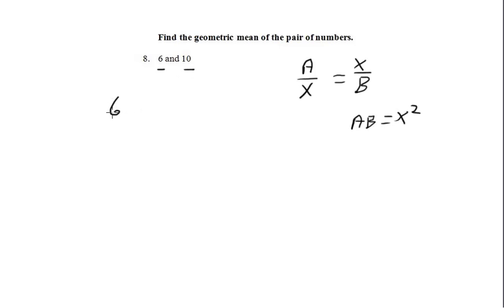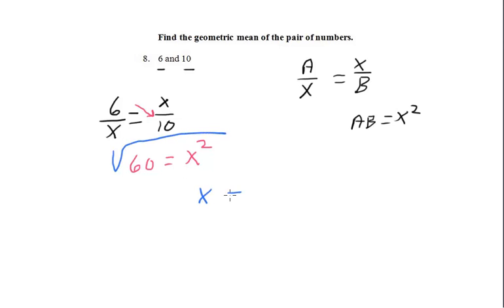So we're just going to utilize these numbers and do that. We have 6 over x equals x over 10. Well, I simply cross multiply. I get 60 equals x squared. I get rid of the x squared. I just take the square root of both sides. That'll give me x equals the square root of 60.